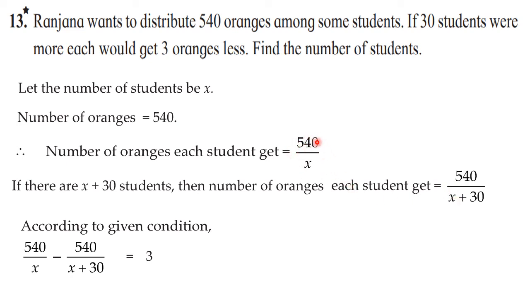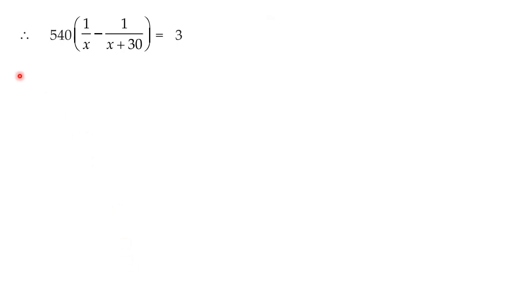So here, 540 upon x minus 540 upon x plus 30 is equal to 3. The difference between these two quantities is 3. By reading this statement, we can write down the equation this way. Now you will observe that 540 we can take out common. So 540 is taken out common, and therefore inside the bracket we get 1 upon x minus 1 upon x plus 30, is equal to 3.